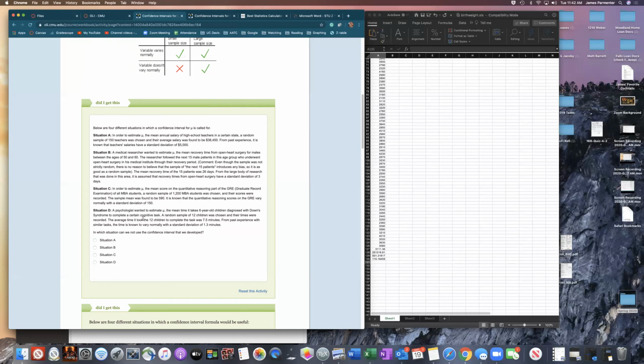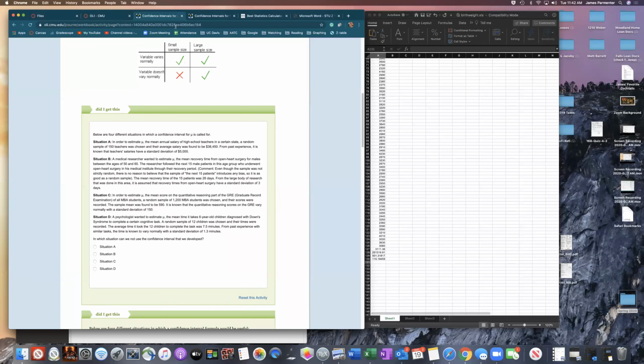So situation D, we want to estimate a mean, and we have a random sample of 12 with their times recorded. The average time is 7.5 minutes. From past experience with similar tasks, the time is known to vary normally with a standard deviation of 1.3 minutes. Okay, so I know it's either B or C that we can't use, and I know I discounted D earlier. Well, let's go back and talk about why it actually is B. Both B and D have a small sample size, right? So we're in this column.